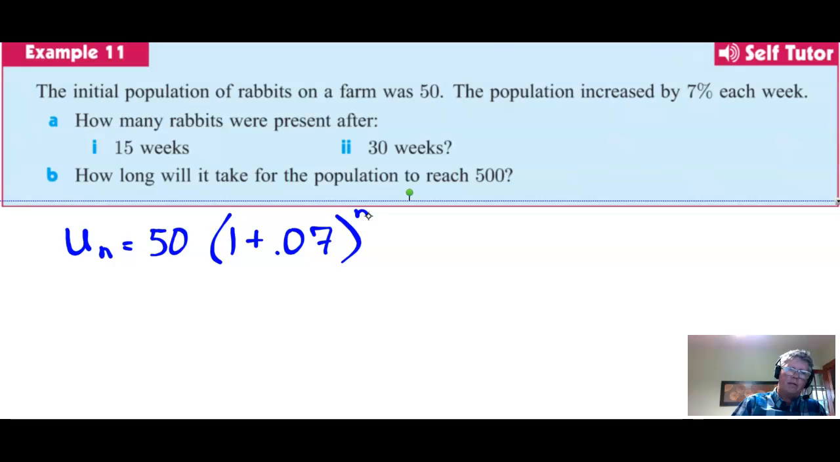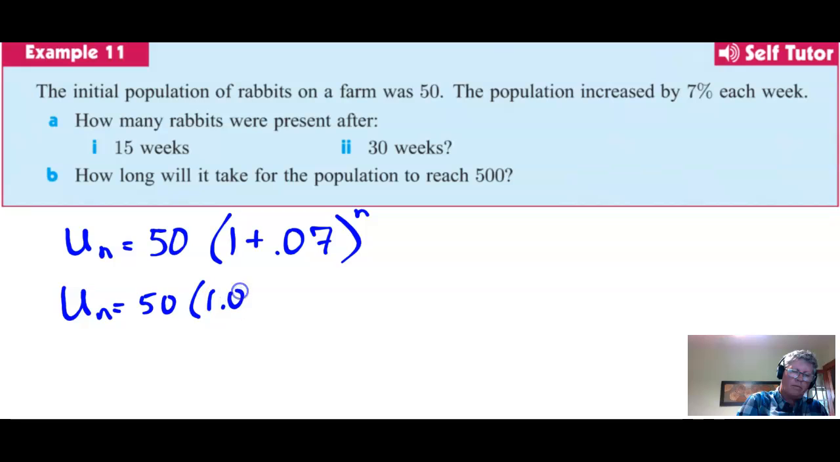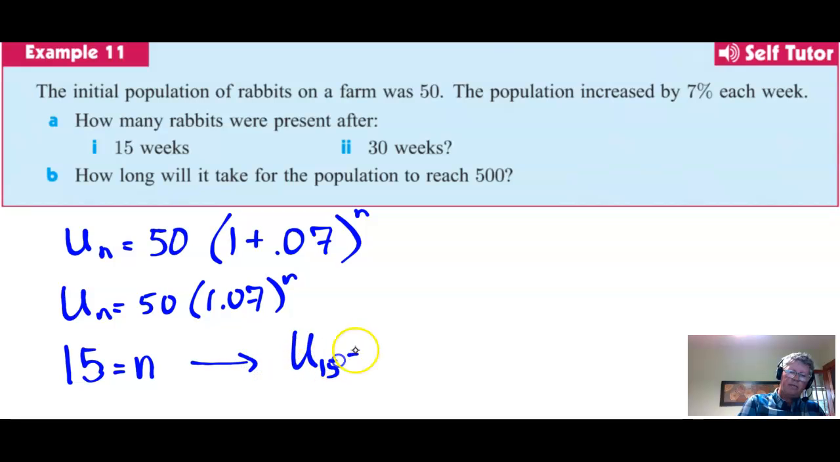So let's just try it. If I plug in 0, 1.07, if I plug in 0 here, I get that to the 1, I get 50. Isn't that our initial amount of 50? So at 15 weeks, all we have to do is plug in 15 for n. So what does that look like? U sub 15, or after the 15th week, 50 times 1.07 to the 15th. That is good living.